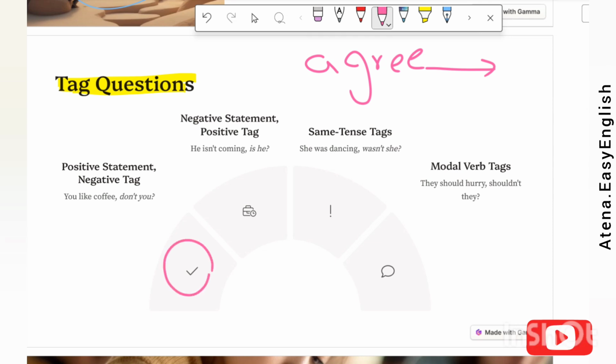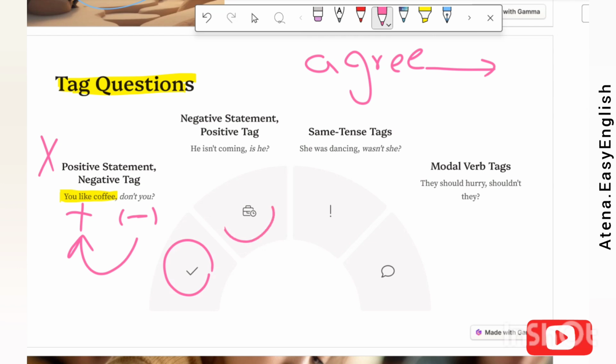And there are different points important about tag questions. So, positive statement, negative tag. Be careful here. You should look at your first sentence. If it's positive, your tag question should be negative. You like coffee, don't you? So we use don't because the first sentence is positive. It's a really important rule in tag questions.